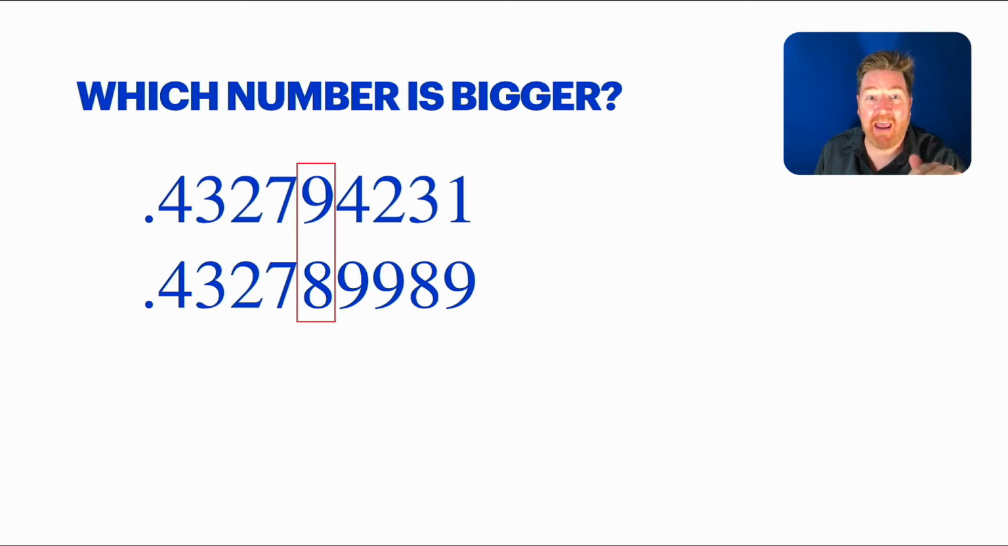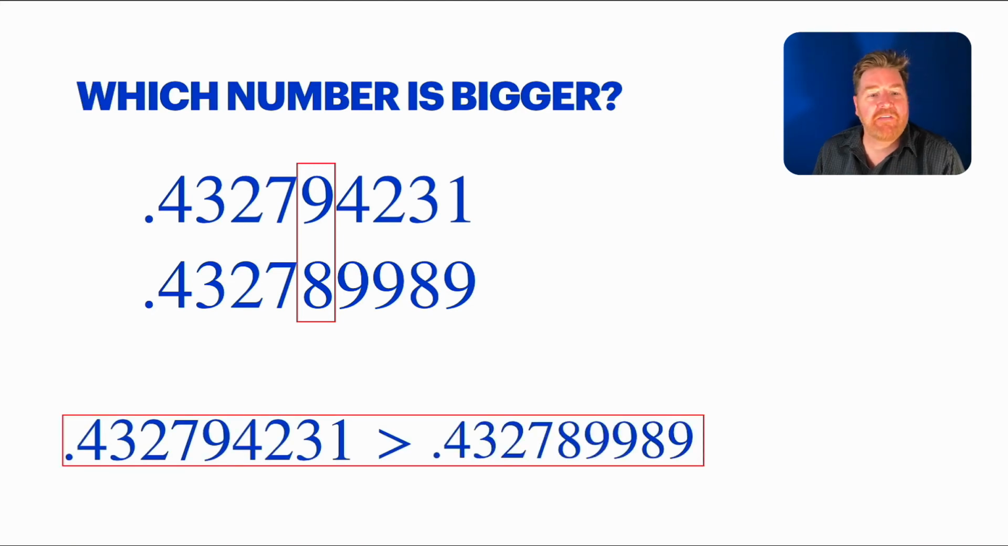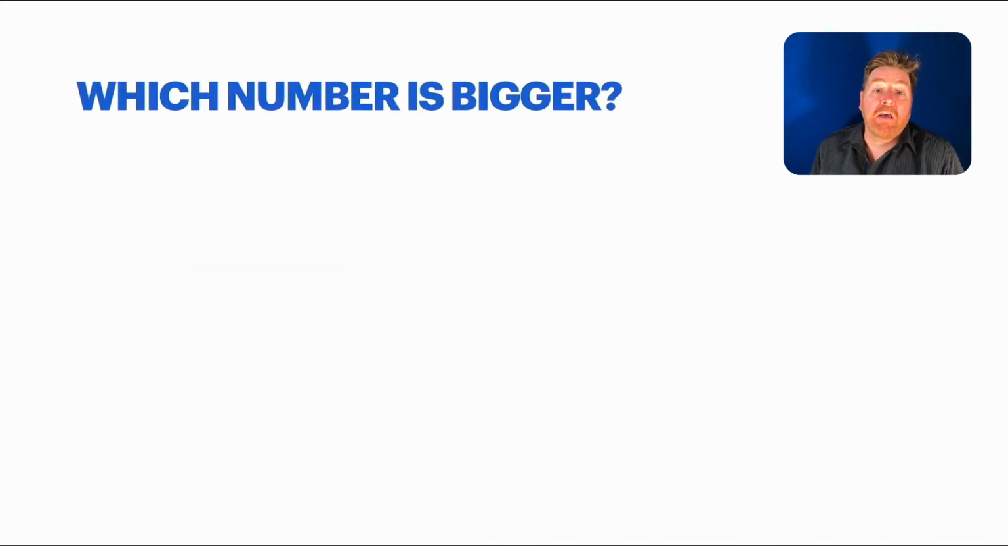9 is bigger than 8. So therefore, that top number, that's the bigger one. Game over. Very simple. All right, just line those guys up. It's excellent.